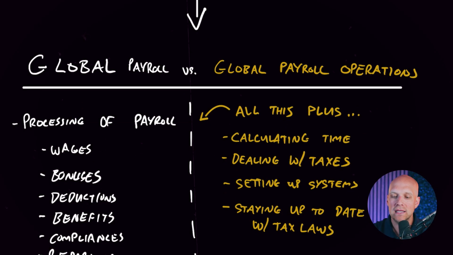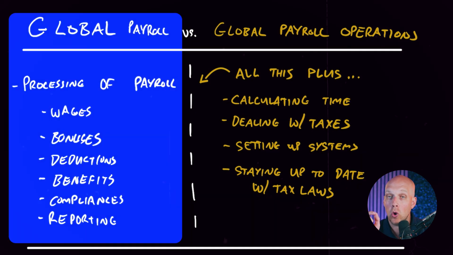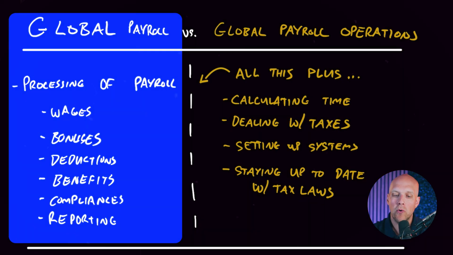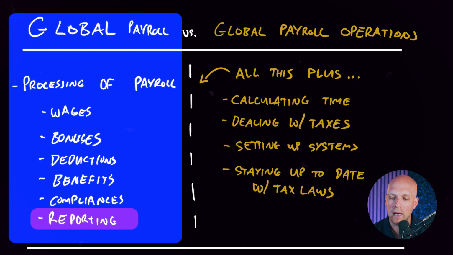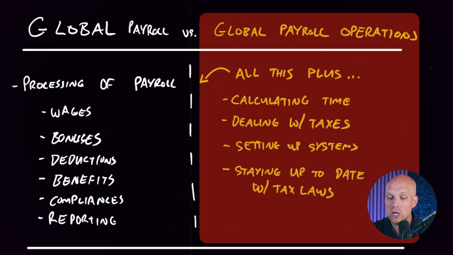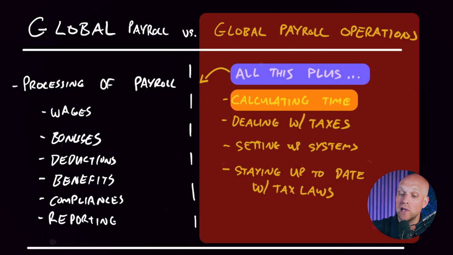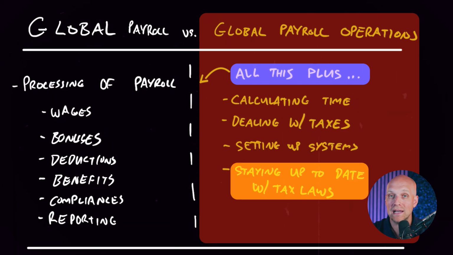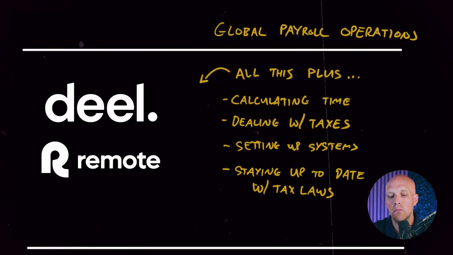When you're looking at this, really what you need to know is that there are global payroll providers and then there are global payroll operations. Global payroll is paying wages, bonuses, deductions, benefits, compliance, reporting. But with payroll operations, it's all that plus you're calculating time, dealing with taxes, setting up systems, staying up to date with the local tax laws. Both Deel.com and Remote are global payroll operations. That is good because you're getting more functionality and features.